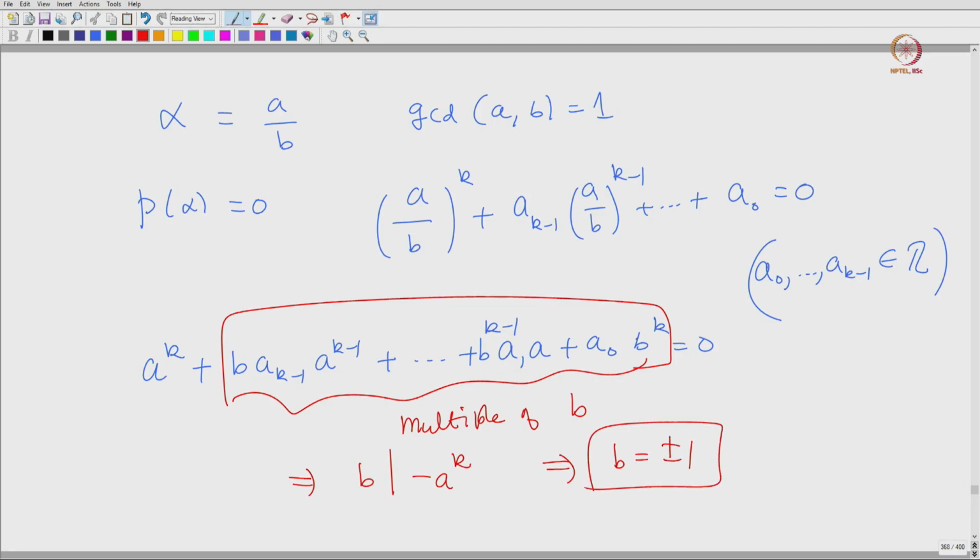So, what we can do: if b is not plus or minus 1, choose a prime factor p of b. Then that prime factor divides a to the power k, which would imply that the prime factor must divide a. That tells you that GCD of a and b is at least that prime p, which is a contradiction. Because of that, b is plus or minus 1, which implies that alpha is an integer. So, this is a very simple check that says whenever a rational number is an algebraic integer, it must be an integer.